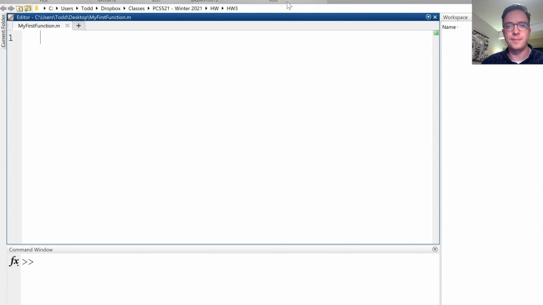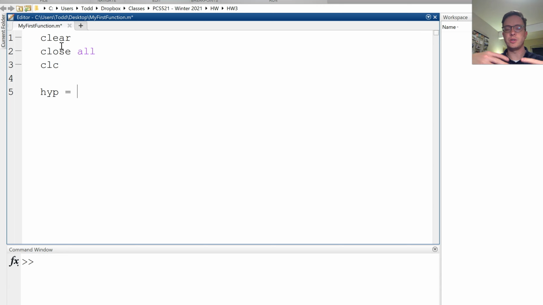So here we've got the MATLAB window open, and I've started a script which I've just called my first function, and I'll start the script the way I start every script, by starting with clear, close all, and clc. Okay, now maybe I'm going to define a function which I'm going to call hypotenuse. Maybe I'll just call it hyp. So that'll be the name of the function.